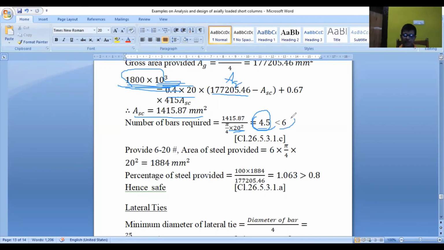But the minimum number of bars required for a circular column is equal to 6 as per this clause. You can see page 48 in the code. Open page number 48 and check that, as per this clause, the minimum number of bars required is 6. In the calculation it comes less than 6, so you provide minimum 6 bars of 20 mm. So area comes out to be 1884 millimeter square, and the percentage of steel comes 1.063, that is greater than 0.8. So it is safe.